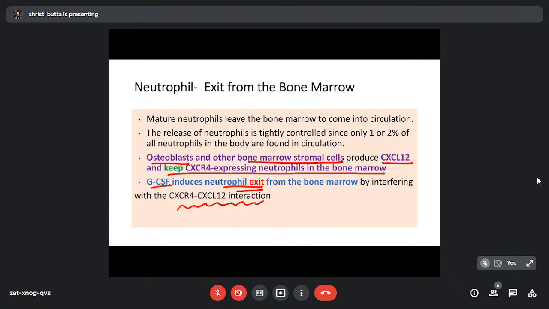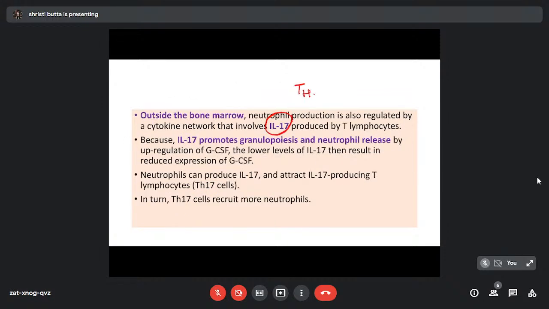Outside the bone marrow, neutrophil production is regulated by a cytokine network, that is interleukin 17. It is produced by T helper 17 cells, and that allows for new production.